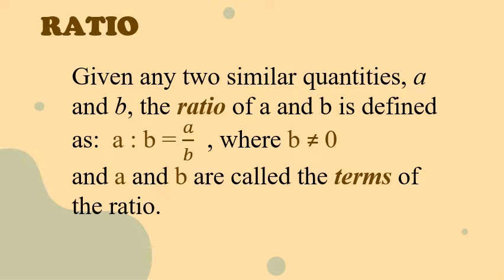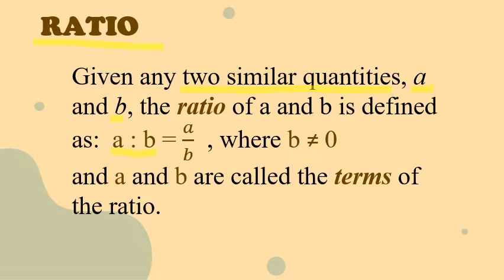Before we proceed to our discussion, let us first define what a ratio is. Anybody who knows what a ratio is? Ratio is a comparison of two similar quantities. When we say similar quantities, they have the same kind of quantity. So, two of them, let's say A and B. A and B are two similar quantities, and that is called a ratio. The ratio of A and B is defined as A is to B.